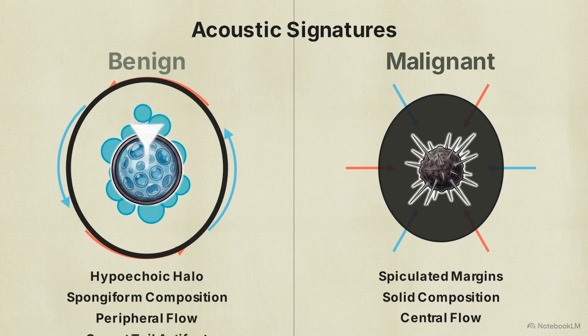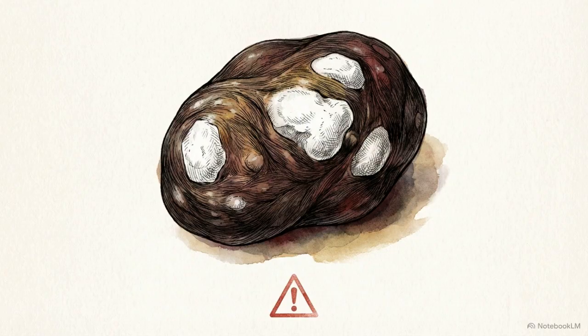Finally, the sound waves produce specific visual artifacts. A benign colloid nodule often generates a comet tail artifact, a bright trailing echo caused by sound reverberating off fluid boundaries. On the right, the presence of tiny sand-like microcalcifications is a highly specific hallmark for papillary carcinoma. Macrocalcifications, larger calcium deposits, carry variable risk depending on their context.